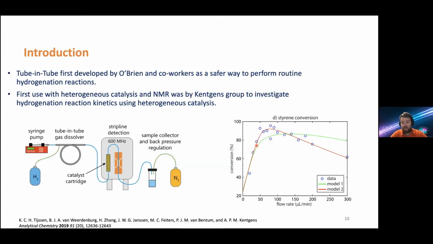The first use of this with heterogeneous catalysis and NMR detection was by Kentgens' group at Radboud University, and they used it to investigate the reaction kinetics of using heterogeneous catalysis. You see, you have a simple setup with the tube-in-tube, a syringe pump, catalyst cartridge, and detector. They can do this kinetic modeling of different processes using these heterogeneous catalysts.